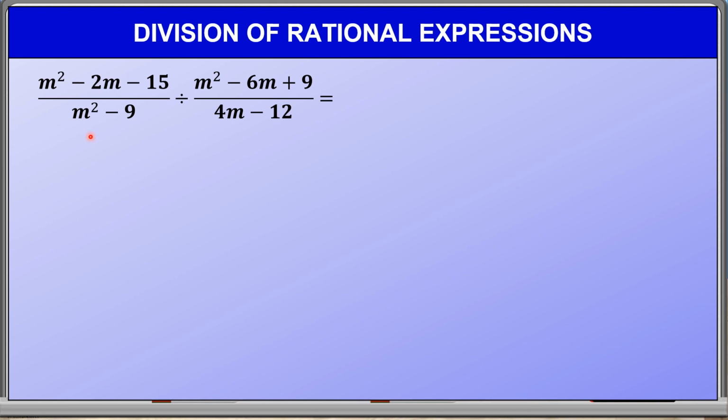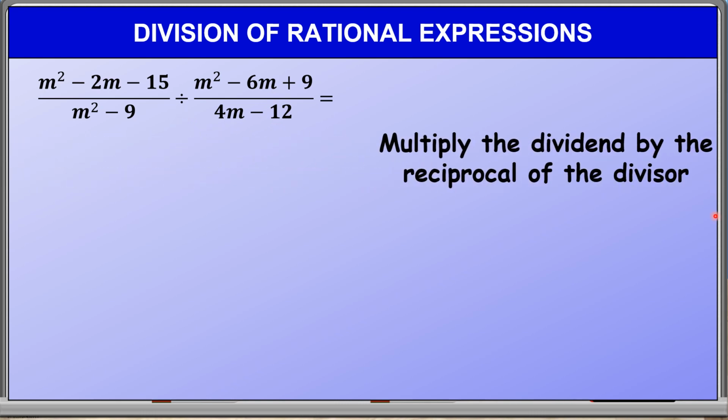Next, let us have m squared minus 2m minus 15 all over m squared minus 9 divided by m squared minus 6m plus 9 all over 4m minus 12. What do we do? We take the reciprocal of our divisor. You return it to the numerator and denominator, then replace the division sign with a multiplication sign. So that is what it says there.